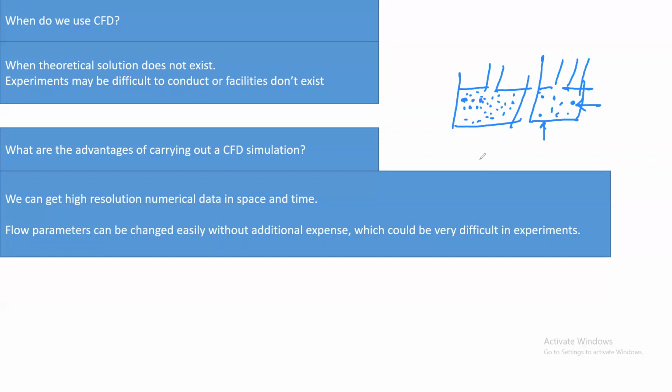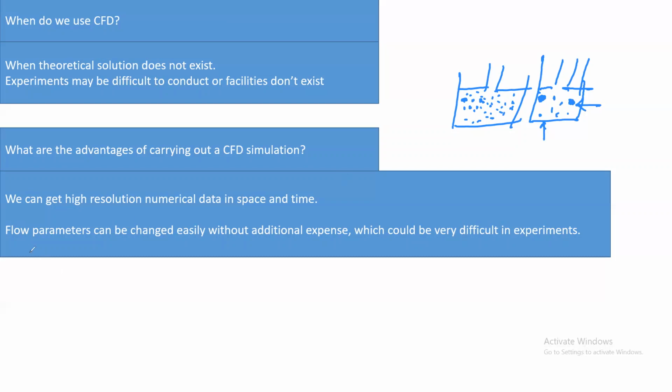So this is one good benefit, with respect to space and with respect to time. I already told you that within a fraction of a second you can see it in CFD, but in an experiment, capturing within a fraction of a second is very difficult. And also the space: wherever you want you can see it, but in an experiment only at the sensor location can you see it.